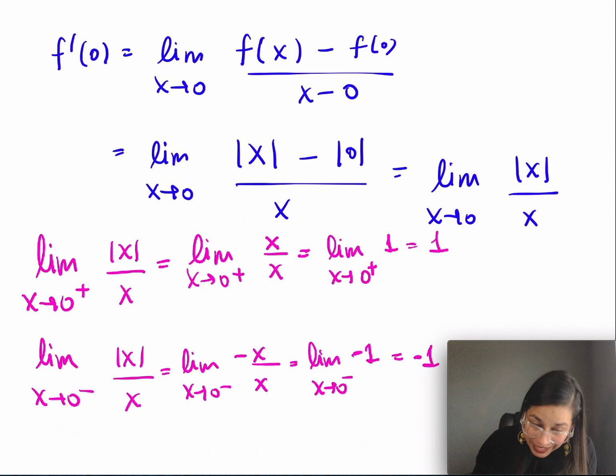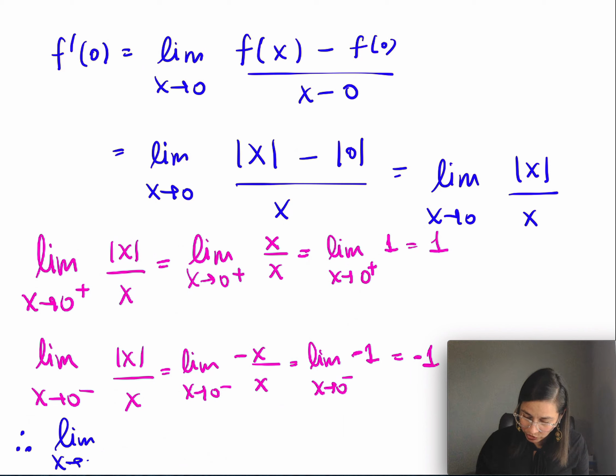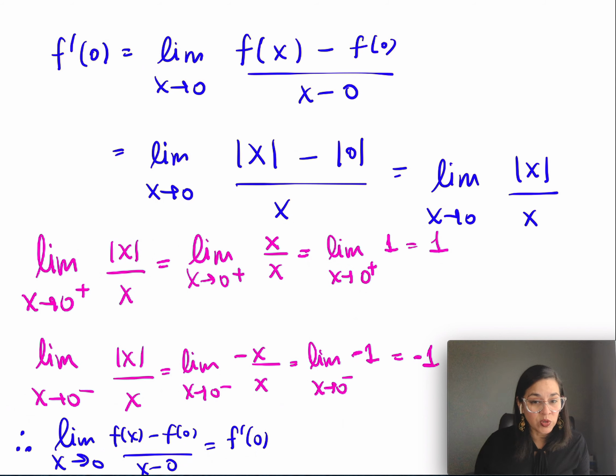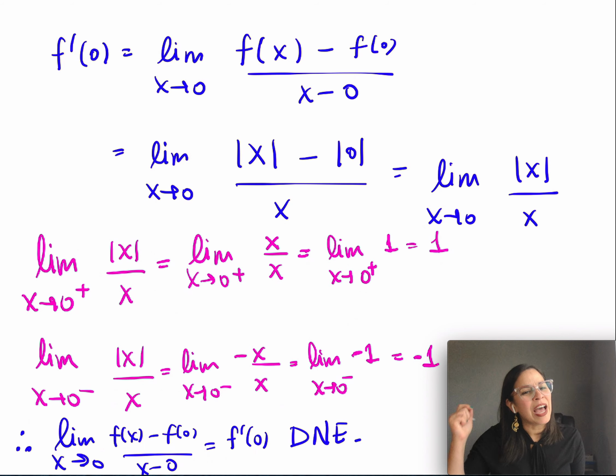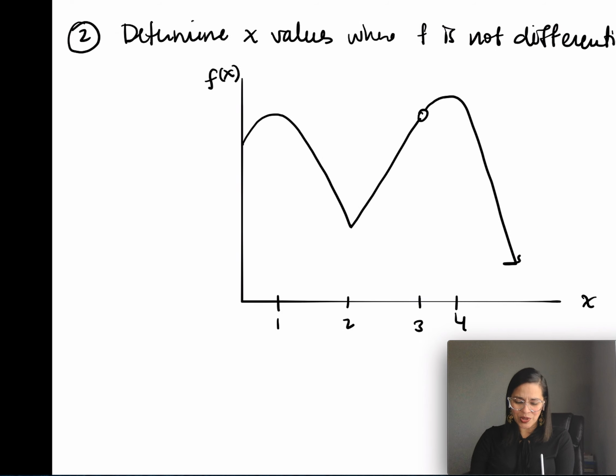So what we're saying is that, therefore, the limit as x approaches 0 of f of x minus f of 0 over x minus 0, aka f prime of 0, does not exist. Okay? Perfect. So this is how you prove that absolute value of x is not differentiable at x equals 0. Let's do another example.